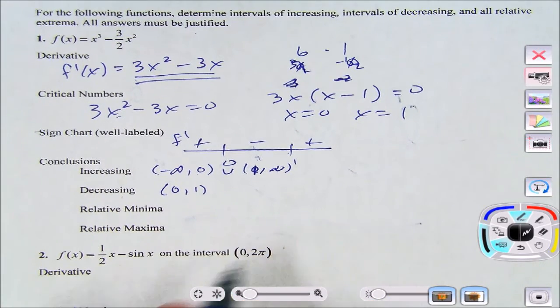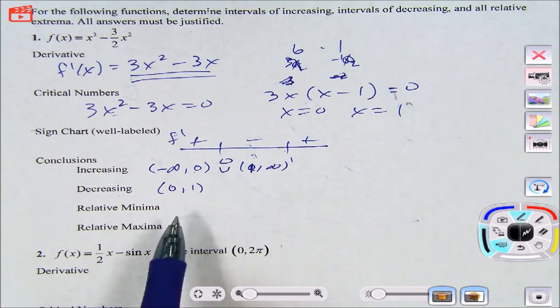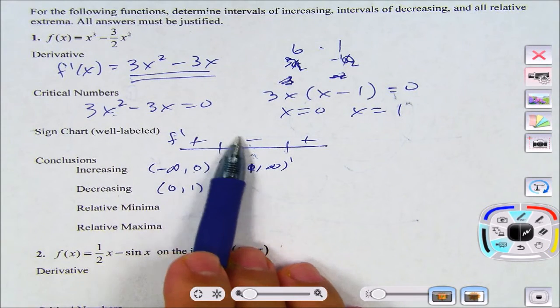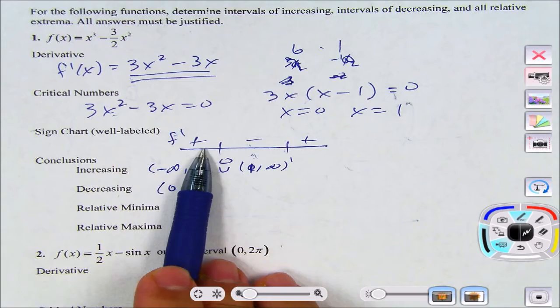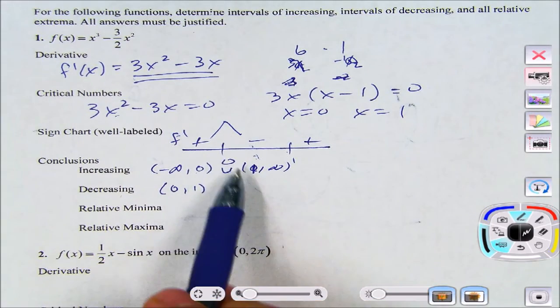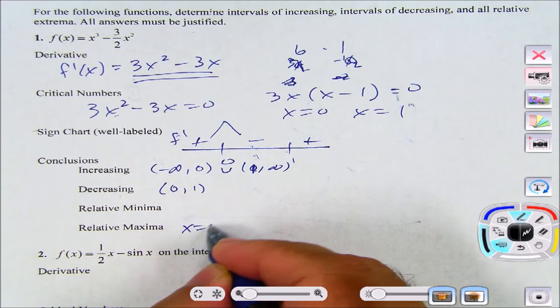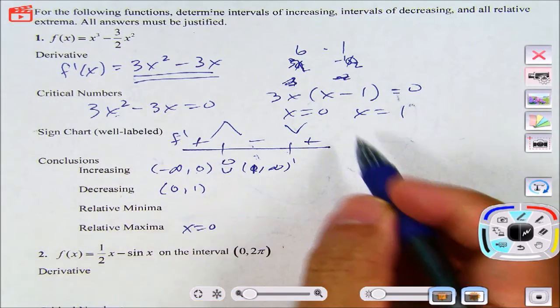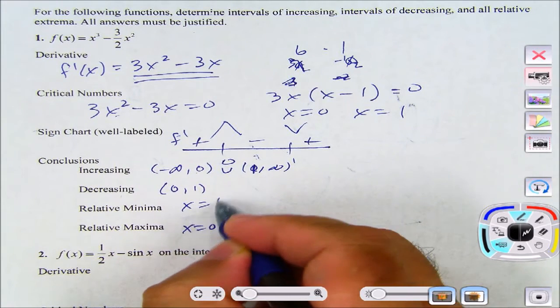All right. And then relative minima. So remember, this is saying it's going up and then going down. I always like to picture it as going up and going down. So that's a max. There's a max at x equals 0. This is now going down and going up, so there's a minima at x equals 1.